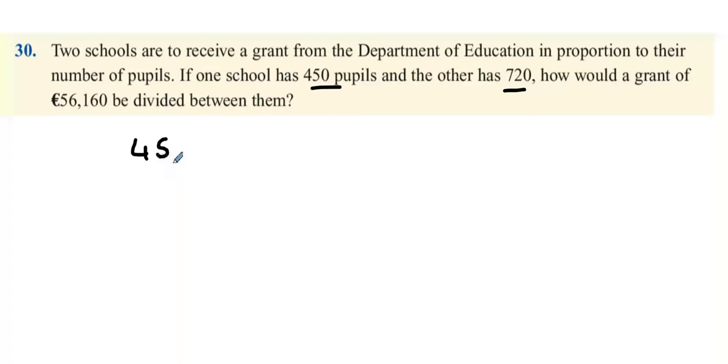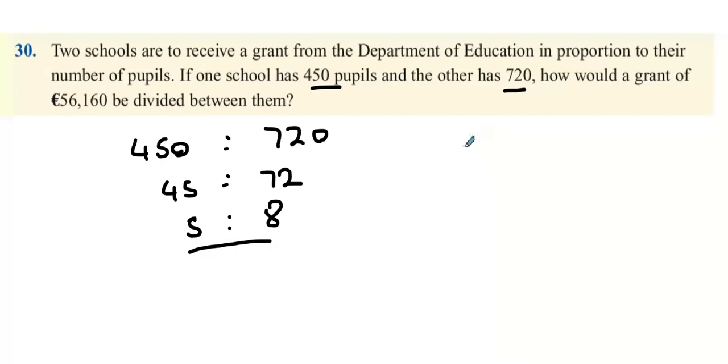So guys, we're going to break this ratio down. That's a very large number, so we're going to try and break it down. Divide both sides by 2 to get 45 is to 72. Divide both sides by 9 and we get 5 is to 8. Add 5 and 8 together and you get 13 parts. 5 parts is going to the first school and 8 parts is going to the second school.